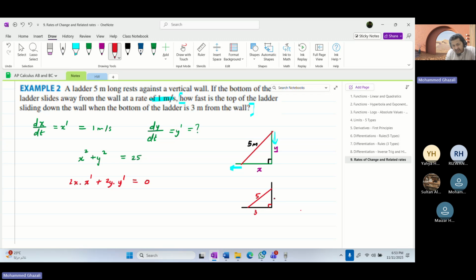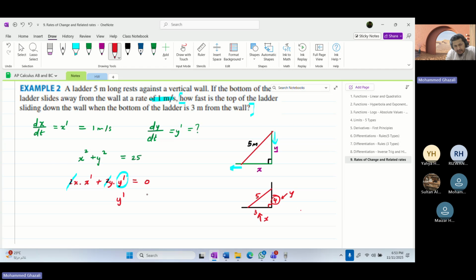So the bottom of the ladder is 3 meters from the wall. That's a 3, 4, 5 triangle, so the y value is 4 here. The x value is 3 here. We still need to find the rates, so in other words, we need to find y prime. Let's fill in all the details now. 2 times x. Let's cancel out the 2's, because we're dividing. So let's solve for y prime.